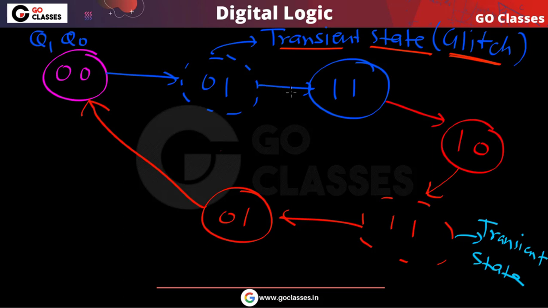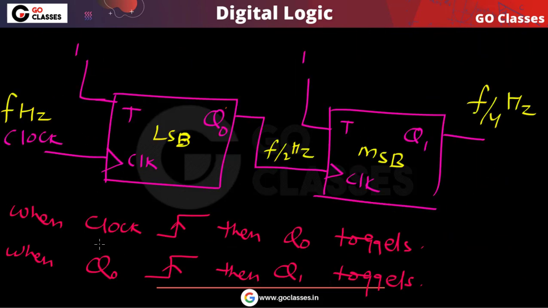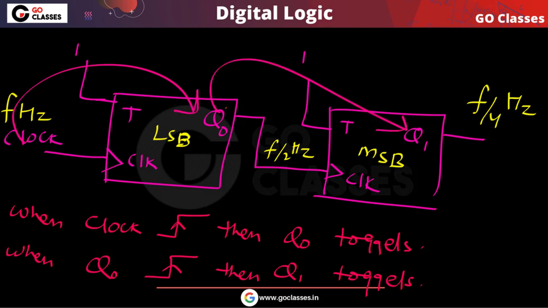Finally, this is your asynchronous counter. Why is this happening? Because this is asynchronous. You can notice this clock is applied to this flip flop, and the output of this flip flop will control this flip flop. So this clock is controlling this, and this Q0 is controlling Q1. And there is a propagation delay of flip flop, so that is the reason we are getting these glitches.